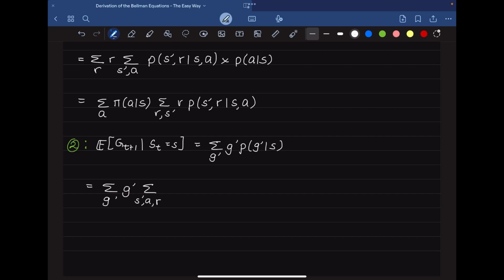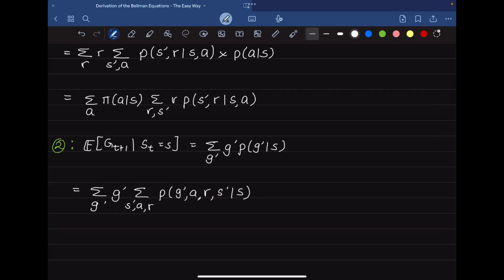So this is the probability of getting a G prime given that we took the action a in the current time, in the previous time step, we got the reward, and we got in the current state s prime given that we were in the state s in the previous time step. So this is all right.